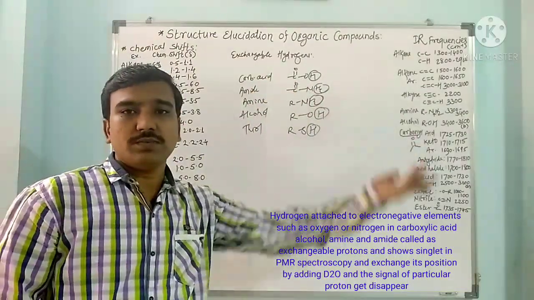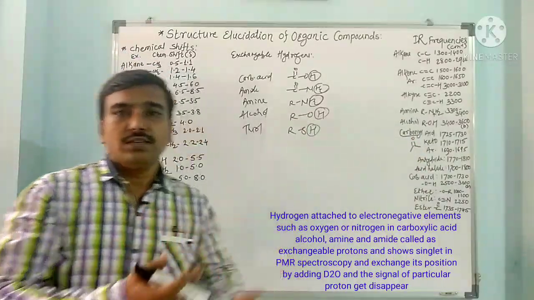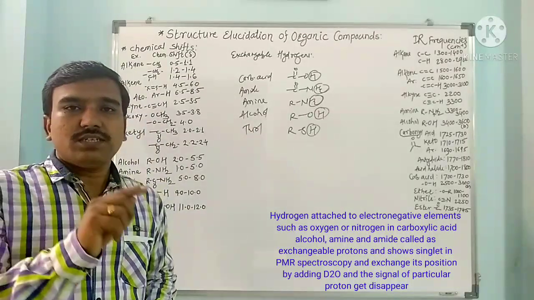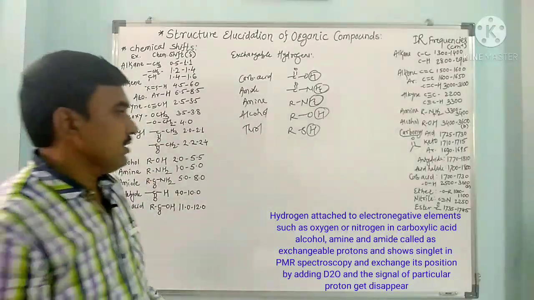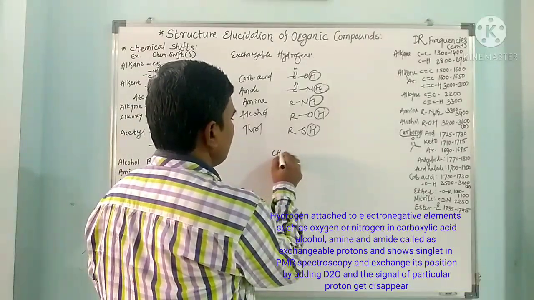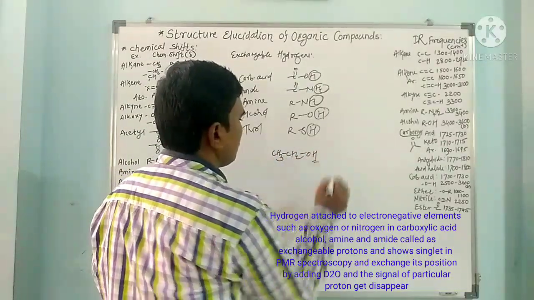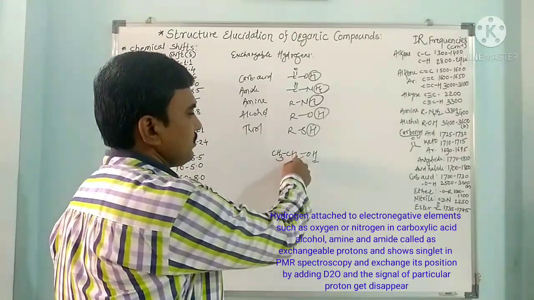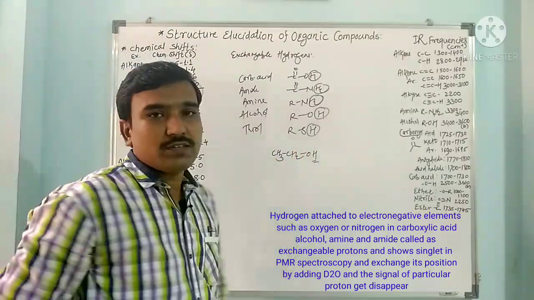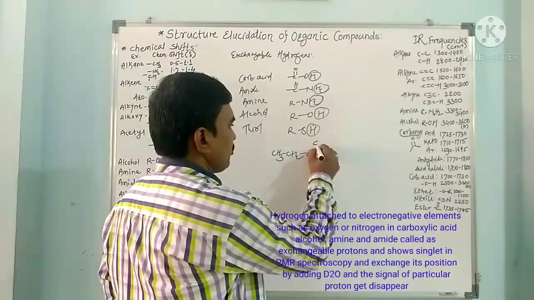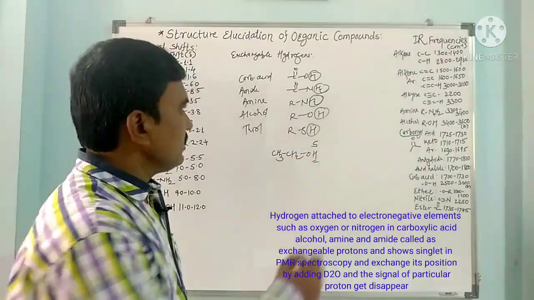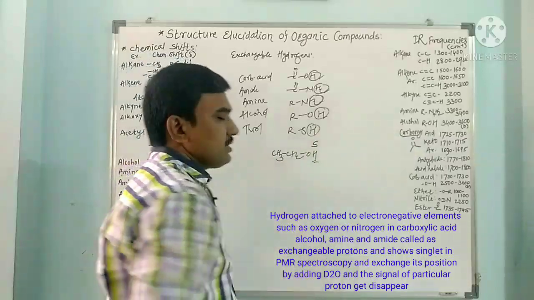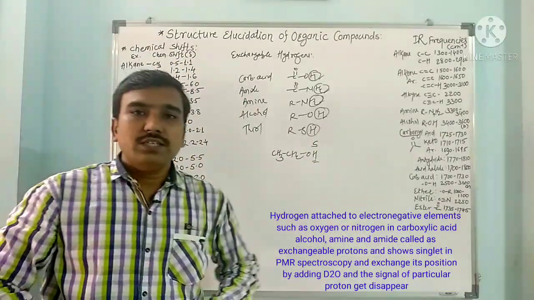They do not couple with the protons on the neighboring carbon. In the example of alcohol CH3CH2OH, only the CH2 couples with the CH3, but not with the OH of the alcohol. Such protons always show a singlet because they do not show the splitting pattern of the neighboring protons. Carboxylic acid, NH2 of amides and amines, alcohol, and thiol protons are called D2O exchangeable protons.